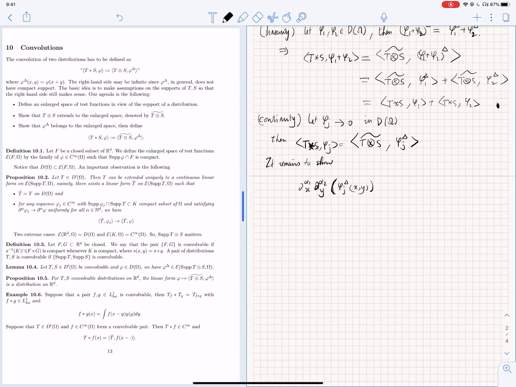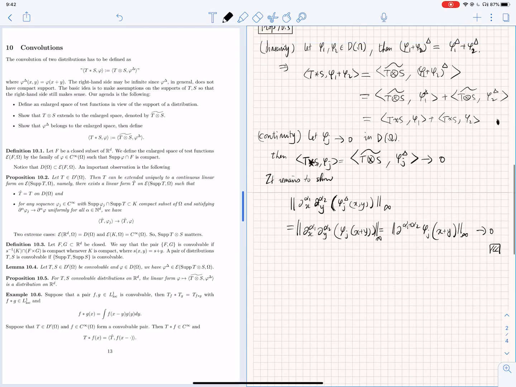So this guy can be written differently because this is partial x alpha 1, partial y alpha 2, of phi j of x plus y, okay? And this is nothing but partial alpha 1 plus alpha 2 this time of phi j, evaluated at x plus y. Okay, so first we take the partials for the phi j function, then evaluate it at the point x plus y. This is what we have. And if we take the uniform norm now, using the fact that this function phi j goes to 0, we see that this guy goes to 0. And this guy goes to 0 means that we have this convergence. And this finishes the continuity part.